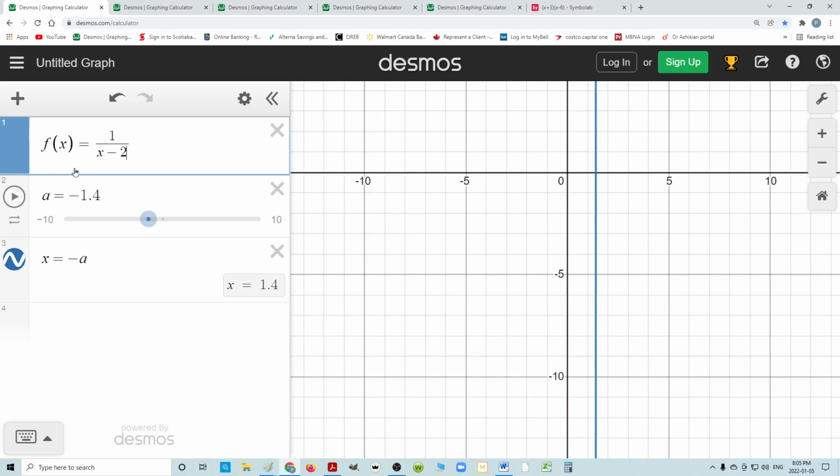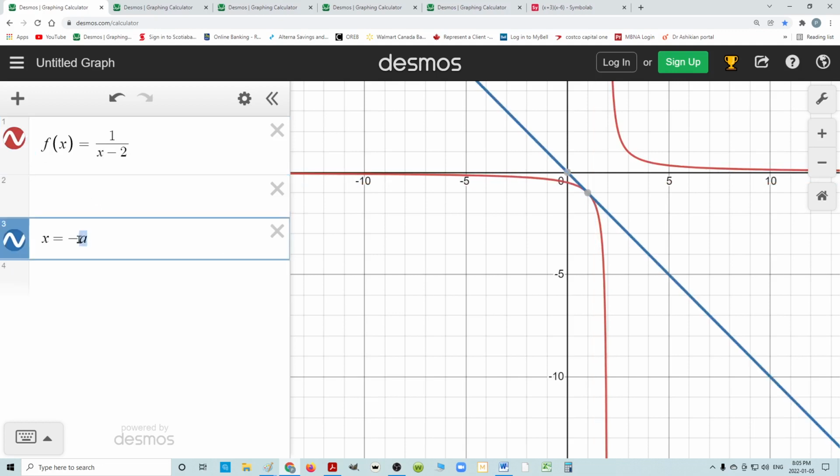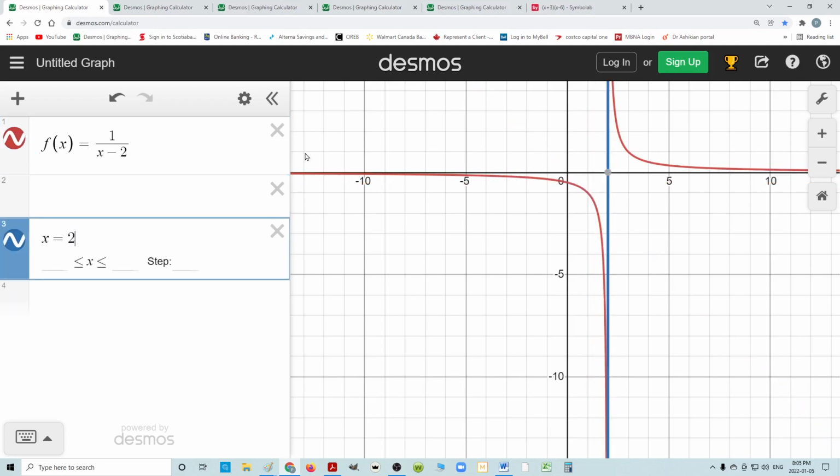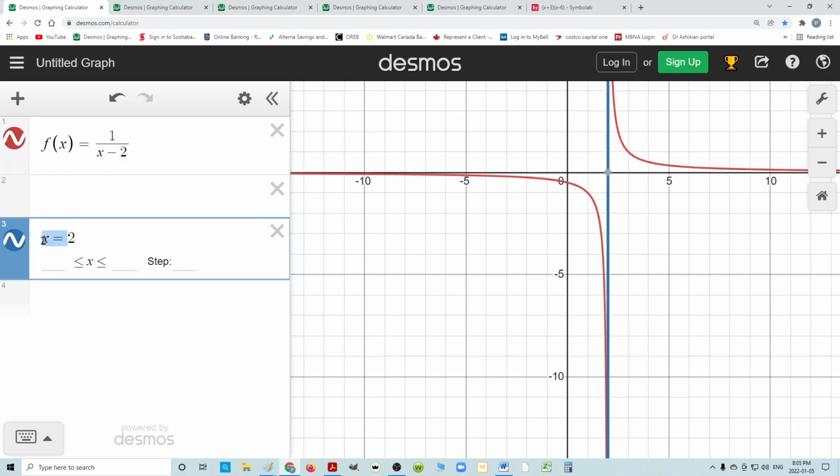If it says x minus 2 down here, what would x have to be to make this whole bottom thing 0, which is what we're not allowed? Well, x would have to be 2. That means the asymptote is going to be at x equals 2. It's very easy. Wherever the bottom is equal to 0, that's where the vertical asymptote is going to occur.